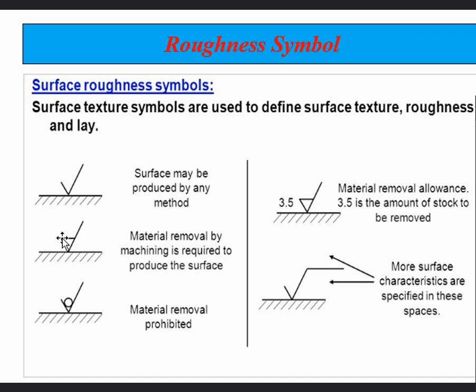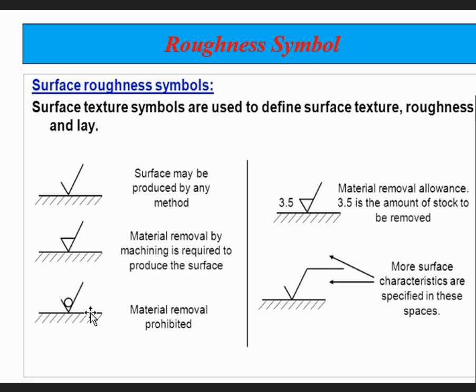Okay, let's say if you are given such kind of symbol, so if such kind of symbol is mentioned on any of the surfaces or any of the features on the drawing, you should understand that you are not supposed to remove material from that surface. That means material removal processes are not allowed. You are not supposed to machine it. That is what this symbol is talking about.